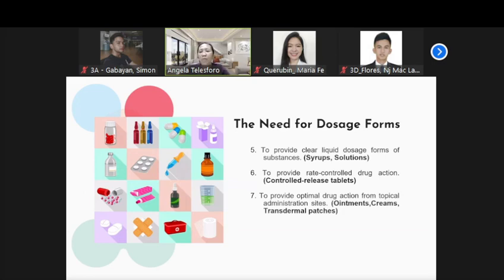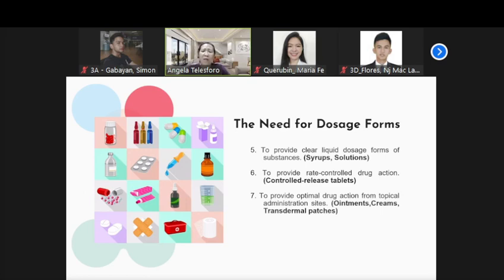Okay. To provide rate control drug action. The problem with taking oral medication is patients' adherence to the drug regimen, to how administration, no?